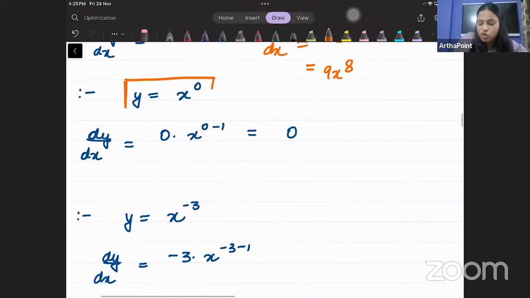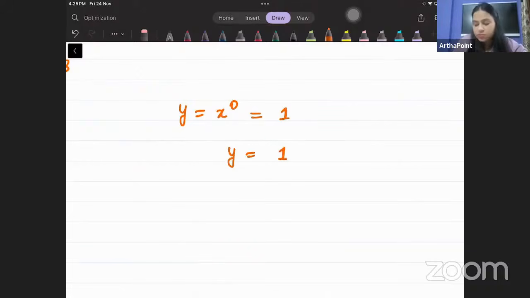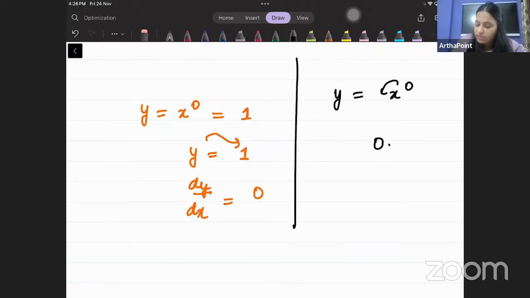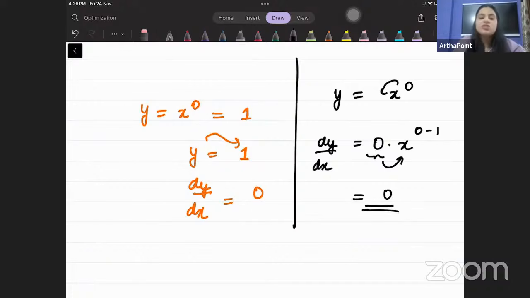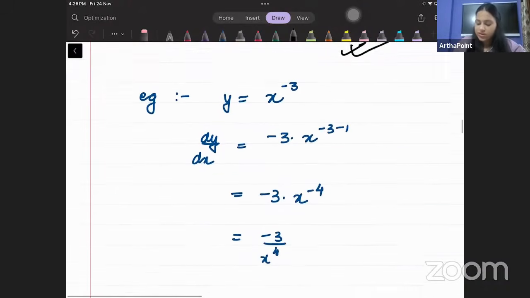Beta, y is equal to x to the power 0. There are two ways to do this. y is x to the power 0, meaning anything to the power 0 is 1. So y is equal to 1. So y became a constant. So what will be dy by dx, beta? 0. Differentiation of a constant is 0. There is another way. Beta, if I tell you y is x to the power 0, power will come down, power will reduce by 1. Beta, 0 into anything is 0. So this also becomes 0. So these are the two methods to solve it. Let's look at the next one.